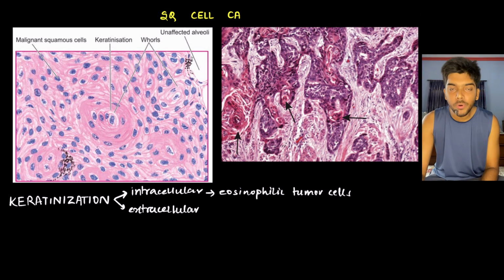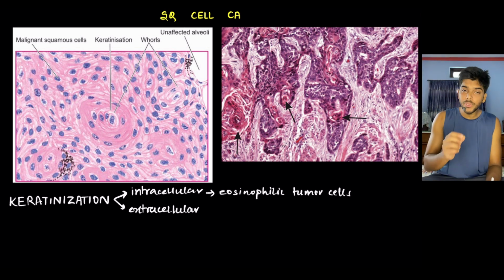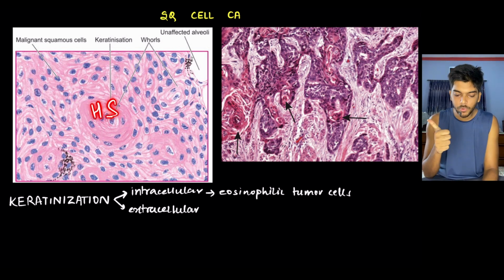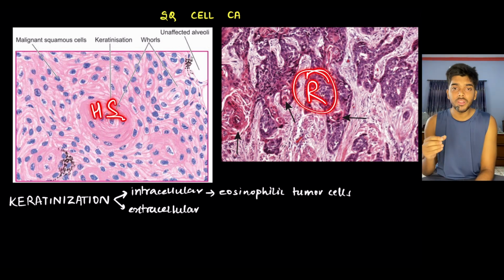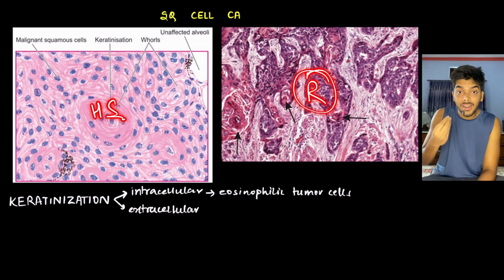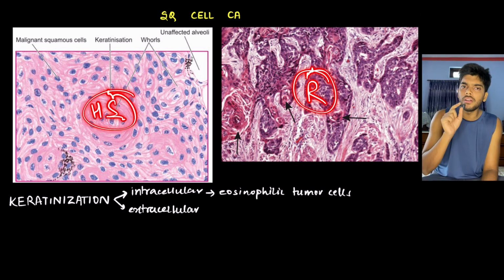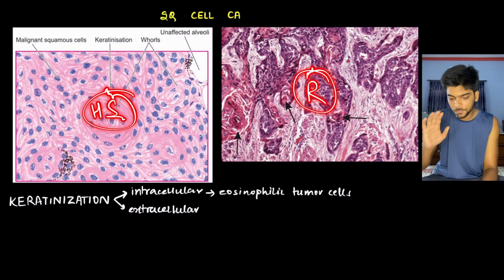So for each histopathology, I am using two diagrams. Number one, this is from Hoffman and this is from Robbins. So the Robbins is obviously the accurate representation, what you see under the microscope. And Hoffman is the one that you can draw in your exam.